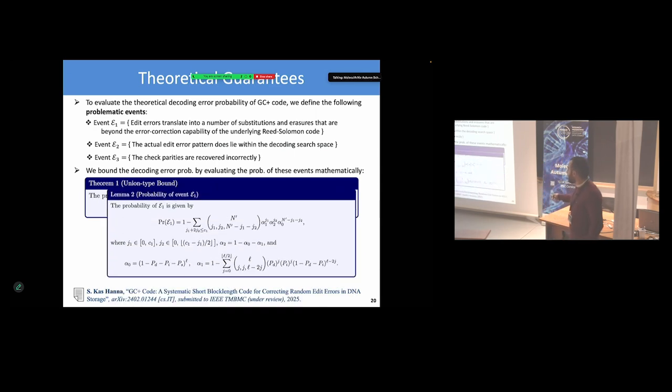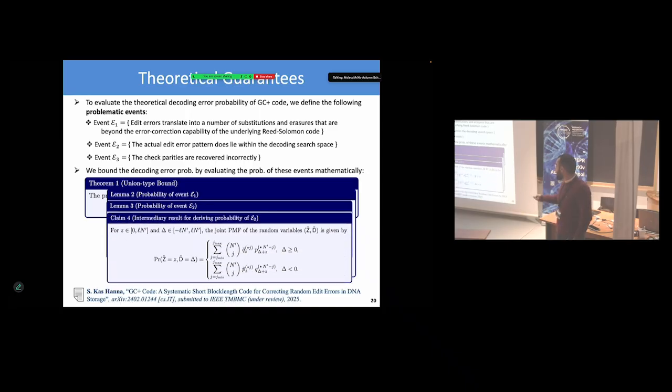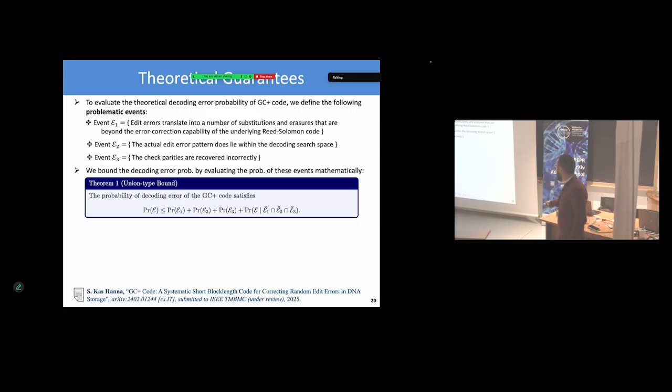So we do some math, we get the probability of event epsilon 1. We do some more math, we get the probability of epsilon 2. We do some more math, we get some other intermediary result we need, and also some more math to get the probability of event epsilon 3. And then if you combine all these, you have a bound on the probability of error that you can actually compute.